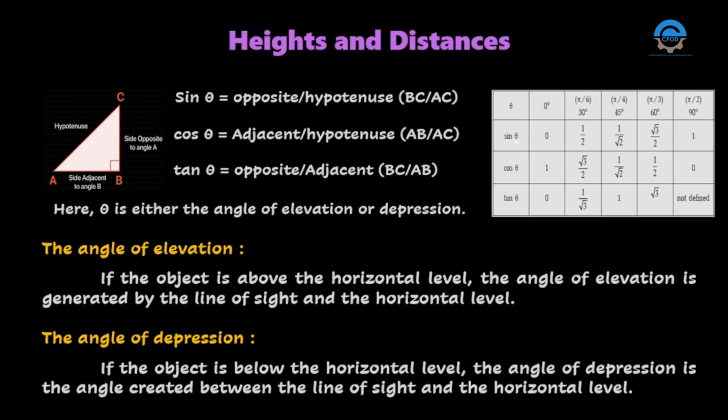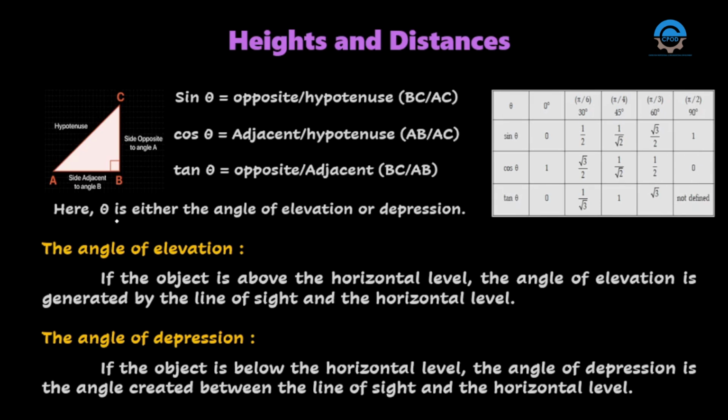Tan theta is sin theta divided by cos theta. 0 by 1 is 0. 1 by 2 divided by root 3 by 2, that is 1 by root 3. 1 by root 2 divided by 1 by root 2, that is 1. Root 3 by 2 divided by 1 by 2, root 3. 1 by 0, the value is not defined.